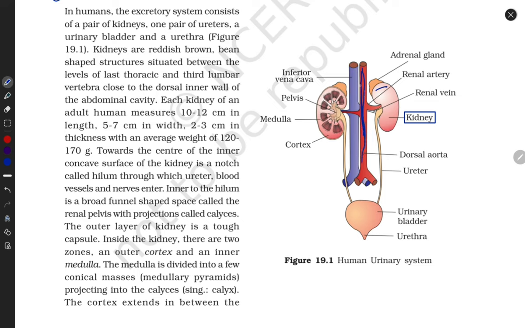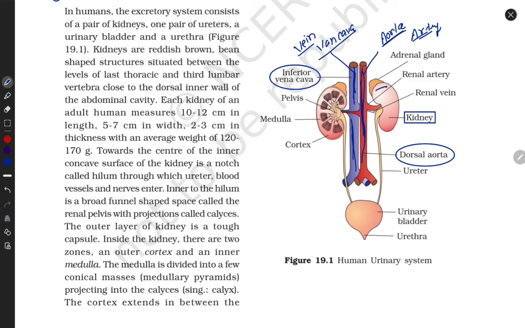This is the aorta, and this is the vena cava. The vena cava is a vein, and the aorta is an artery. Clear guys? Look here: the dorsal aorta and the inferior vena cava. This term is clear? Very clear.